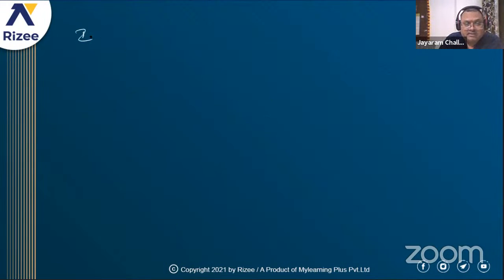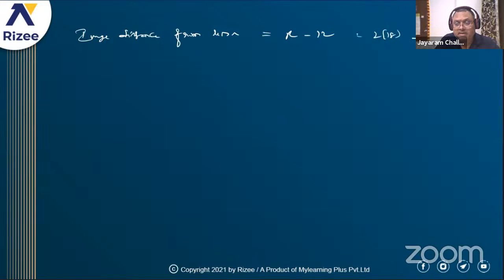Hence, the image distance from the lens is equal to radius of curvature minus 12, or from this one, 2 into 18 minus 12. So this is equal to 24 centimeters. So this should be our basic thing, sir.